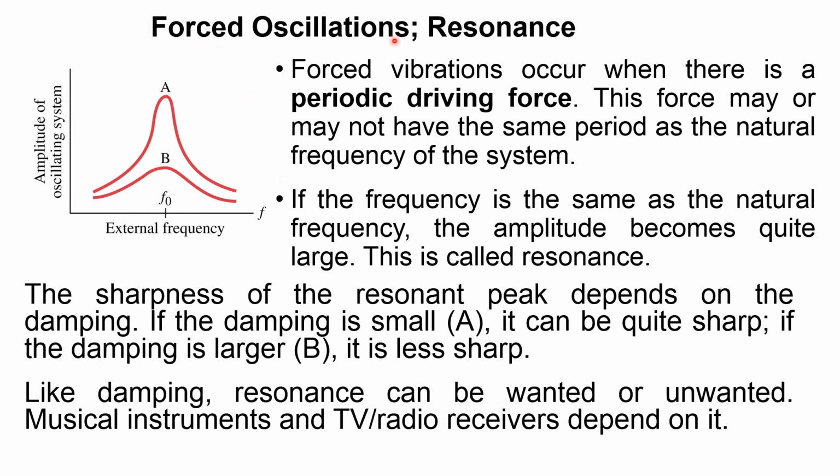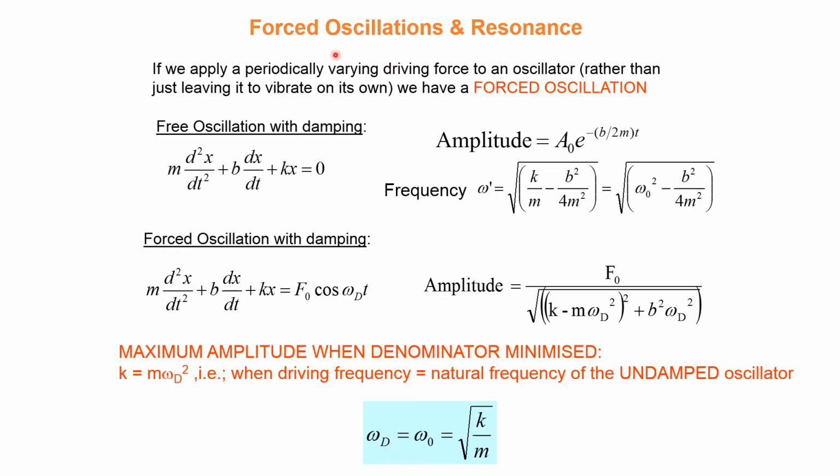Then number 3, forced oscillations and resonance. A forced oscillation is an oscillation with a driving force. It means we need to push the oscillation until we reach the peak frequency. This is especially done for musical instruments, TV and radio receivers, because we need to capture the maximum frequency, or to emit the maximum frequency that everyone can receive. So we need to change the frequency to the maximum frequency that can be obtained.